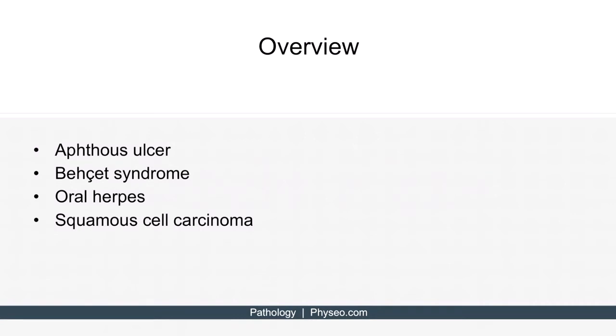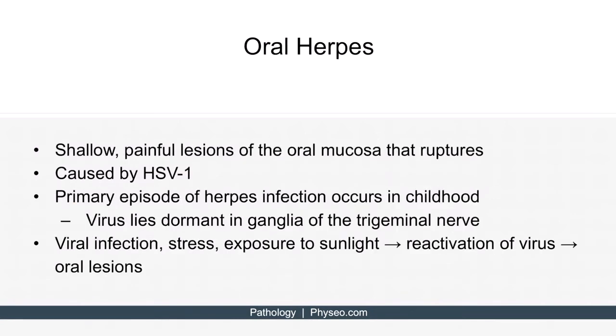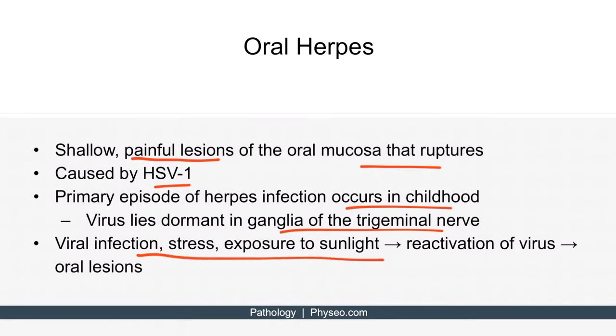Next, let's discuss oral herpes. Oral herpes refers to shallow, painful lesions of the oral mucosa that often rupture. It's due to herpes simplex virus type 1, or HSV1. The primary episode of herpes infection occurs in childhood, and the virus lies dormant in ganglia of the trigeminal nerve. The virus may get reactivated, and the oral lesions can recur due to viral infection, stress, or exposure to sunlight. So any of these causes leads to reactivation of the virus, and then the patient develops oral lesions.